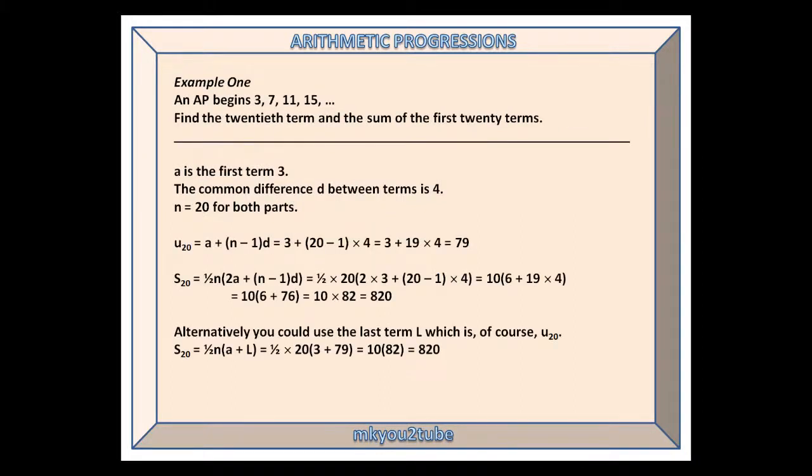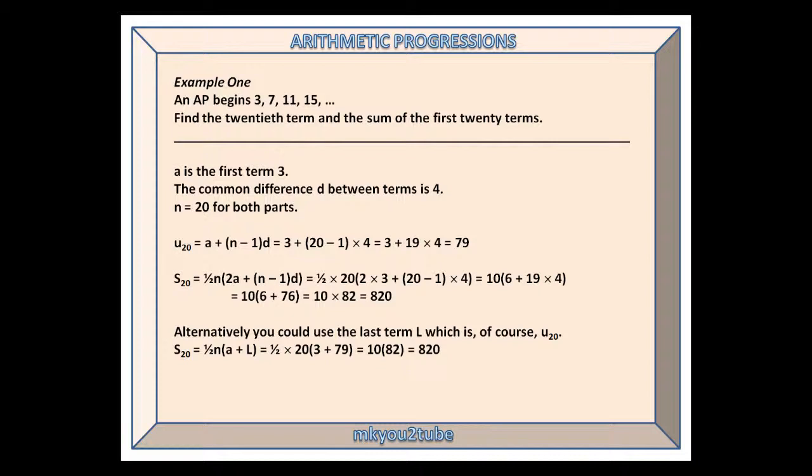Example 1. An AP begins 3, 7, 11, 15. Find the 20th term and the sum of the first 20 terms. So a is 3 and d is 4. n is 20 for both parts. So the 20th term is a plus 19d, or 3 plus 19 times 4, which is 79.